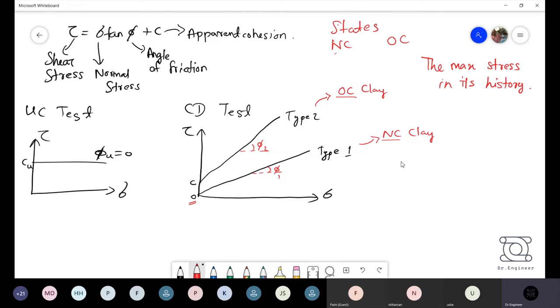So if it is NC clay, it is considered that the cohesion is zero, right? Don't ask why. For NC clay, cohesion is taken as zero. Don't ask me why, because it is a debatable topic. Still, there is research going on to find out a proper reason for why the cohesion of normally consolidated clays is taken as zero. As per my knowledge, there is still no absolute proof. According to my search, I couldn't find the proper reason behind that. So we are considering c as zero, but I don't know why.